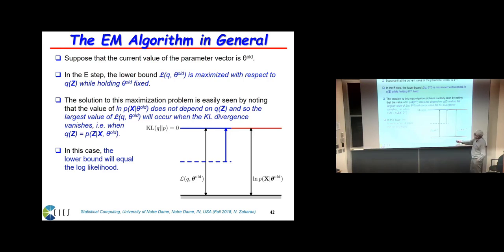The old value. So the answer is yes. I can take Q of Z to be the posterior of Z for fixed parameters theta old, which is what we did on this step. So on this step, this KL distance will go to 0 all the way, and the lower bound will be equal to the log likelihood. That's this step. But more generally, for other settings, the step is basically compute the Q that maximizes the lower bound with the parameters fixed, okay?